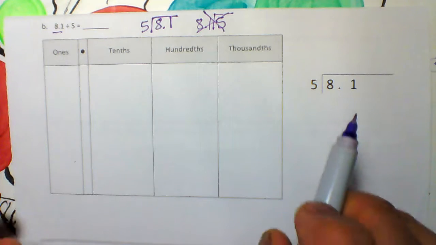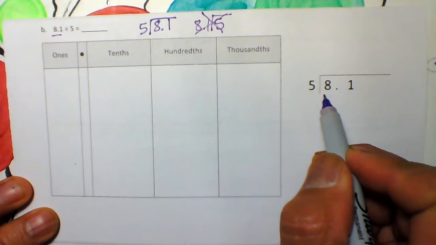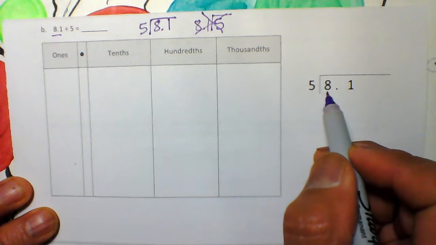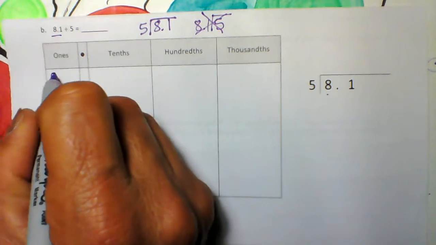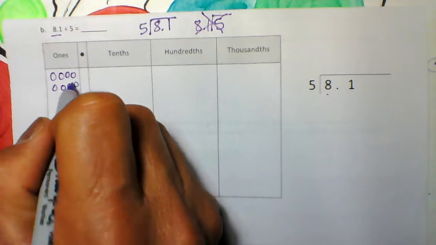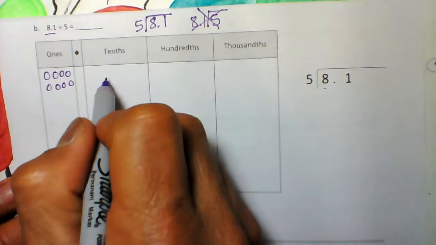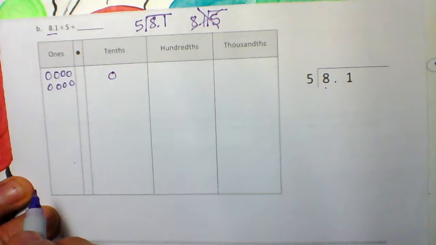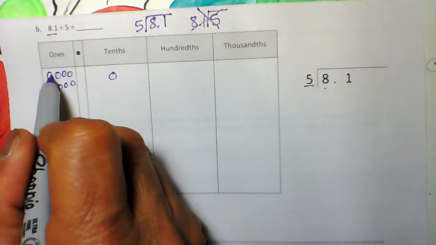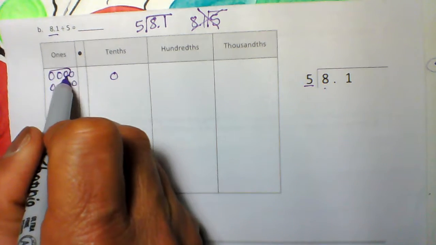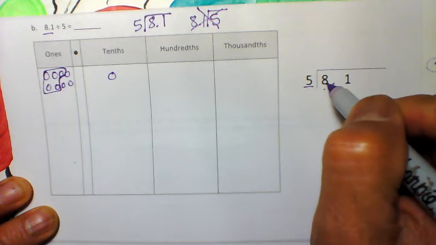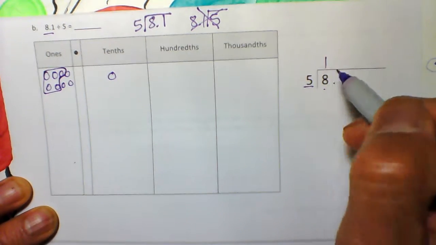So let's show 8.1. This is the number that we're going to divide. It says that we have 8 ones: 1, 2, 3, 4, 5, 6, 7, 8 ones. And we only have 1/10. It says that we have to make groups of 5s. Well, let's do that: 1, 2, 3, 4, 5. So here is a group of 5. So the answer is 1. The 5 is found inside the 8 one time.